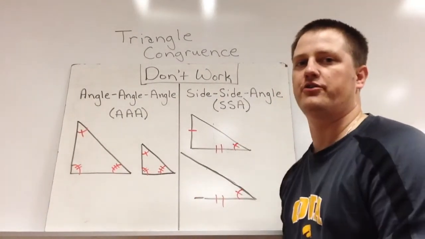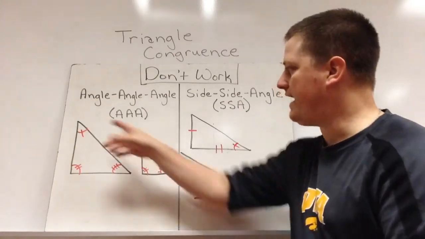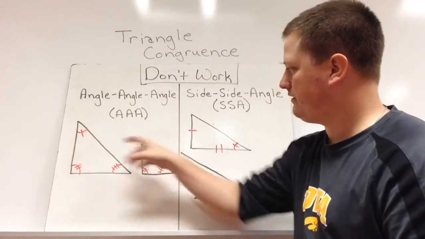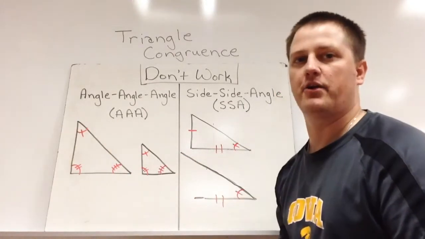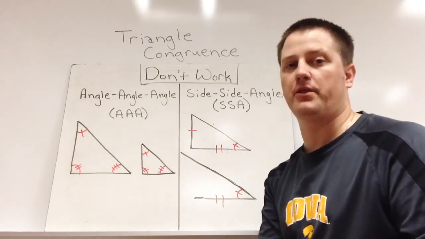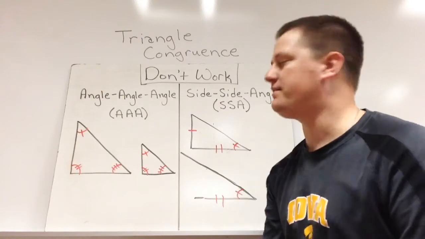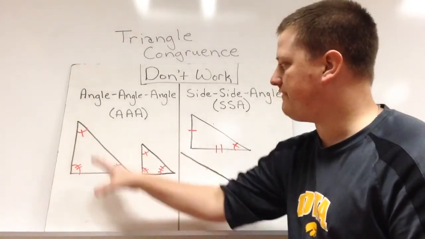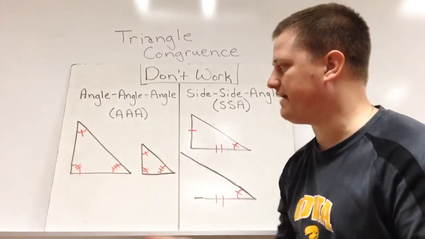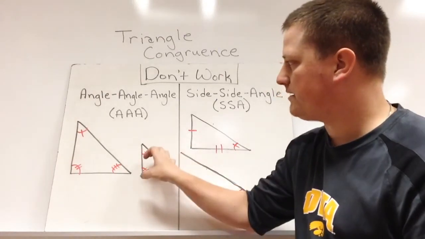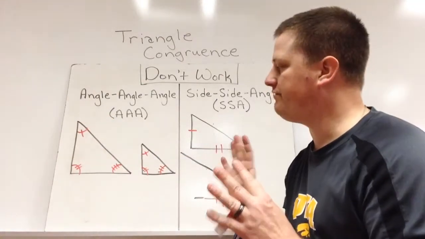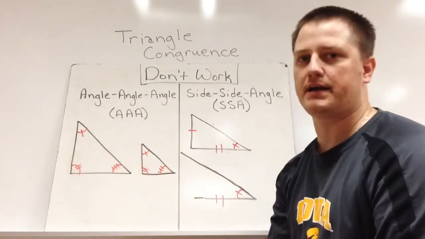These last two congruences do not work. If you have angle, angle, angle, that does not mean they're congruent. They could be. It is possible that they're congruent. We just can't prove that they're congruent with those 3 bits of information. As you can see, I've drawn it, and the angles actually look very similar here, but one is much smaller than the other. And so visually we can tell these two are not congruent.